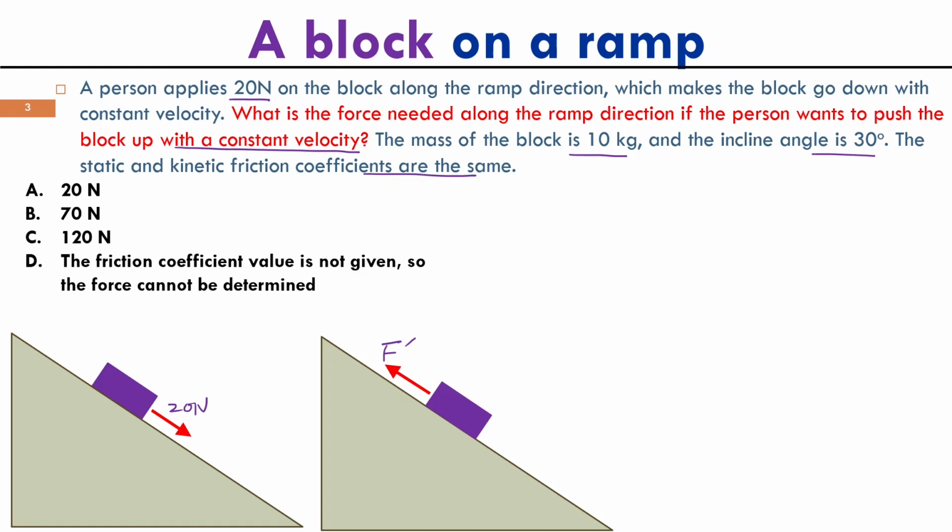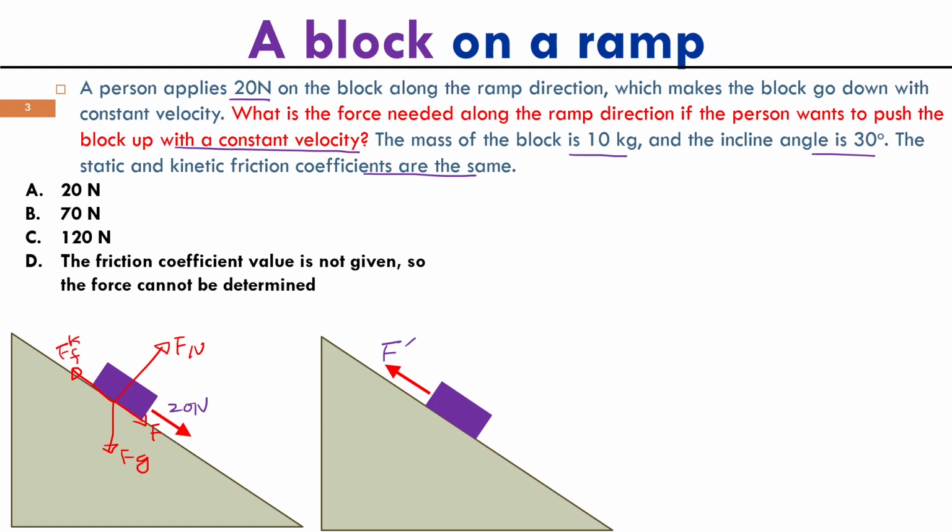Okay, so this question involves two motions. One is going down, one is going up. Let's evaluate the going down situation first. Under this situation, the block is under gravity, and there is a normal force perpendicular to the ramp. There is also a force F equal to 20 N pushing the block down. Because the block is moving, there is kinetic friction opposing the motion here.